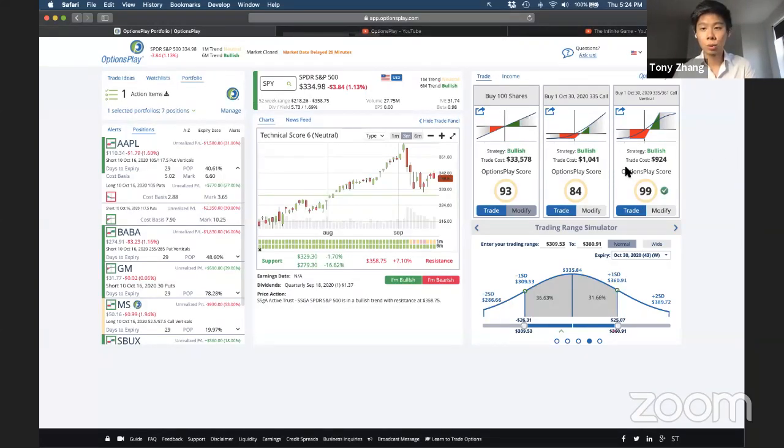Is the market data delay 20 minutes in OptionsPlay? Yes, it says market data delay 20 minutes at the top of your screen.